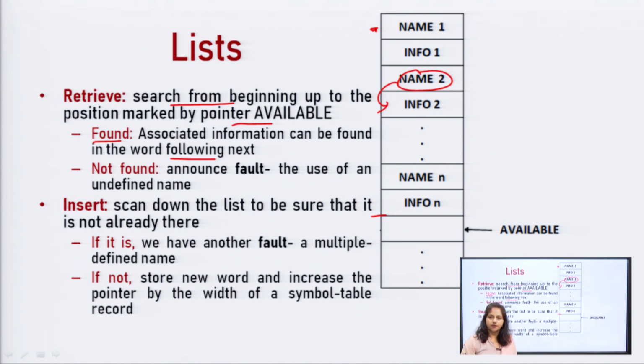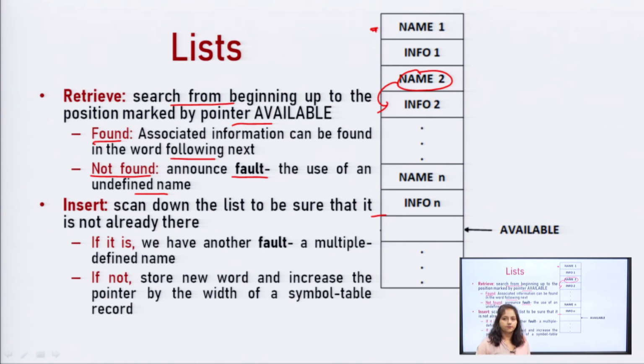So, while retrieval there are two types of cases. First is when the record is found and second when the record is not found. If the record is not found, then we announce a fault. It means the use of an undefined name, meaning a name has been used that has not been defined in the symbol table. So, this is about retrieval, where we are searching for the record, and there are two possible cases, found and not found.